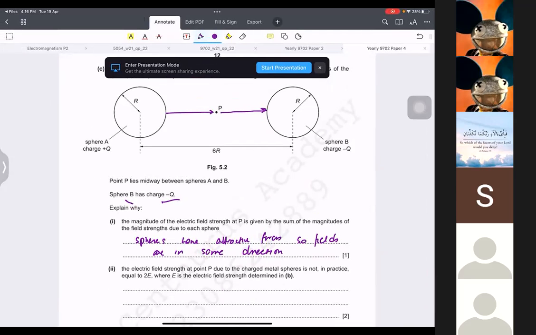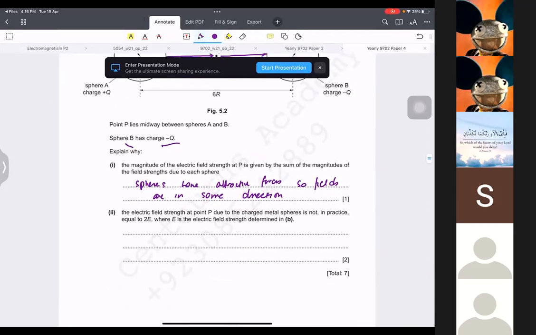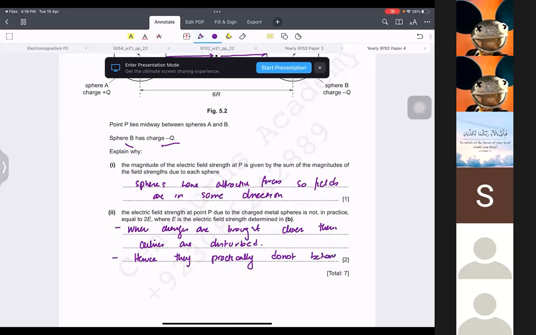Okay. Well, in reality, I'll tell you something. When charges are brought closer, their centers are disturbed, no matter which one this is. Hence, they practically do not behave as point charges. Do you guys understand this?